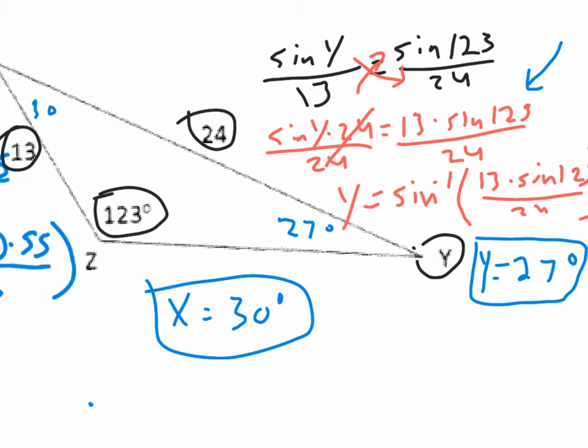Now we have one last side to find. We don't know the side opposite x, so let's just call that little x, I guess, this side. So we'll set up another law of sines proportion and solve for that one. So we need sine of 30 over x.